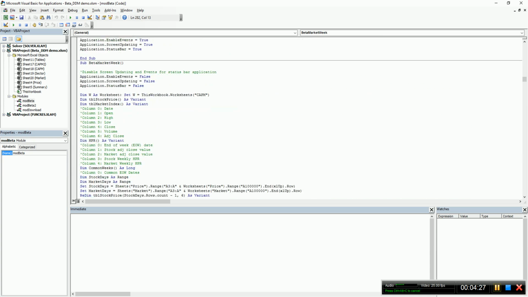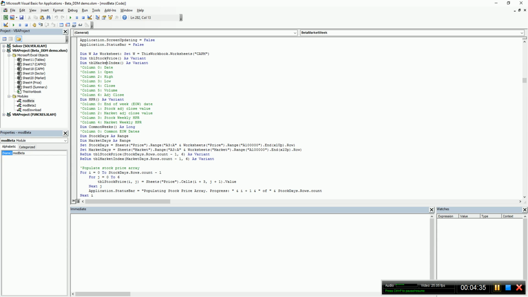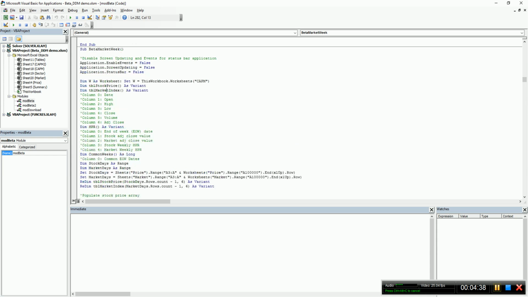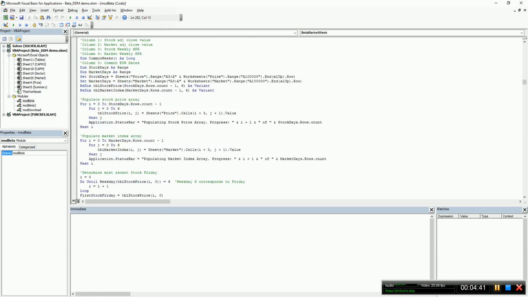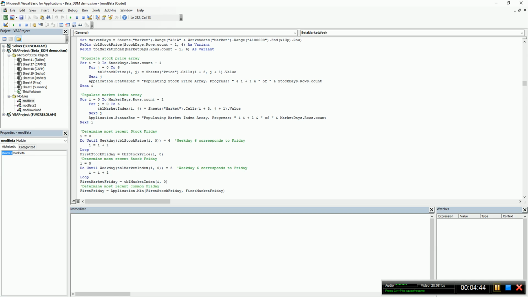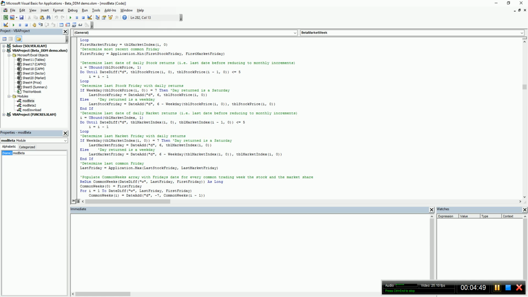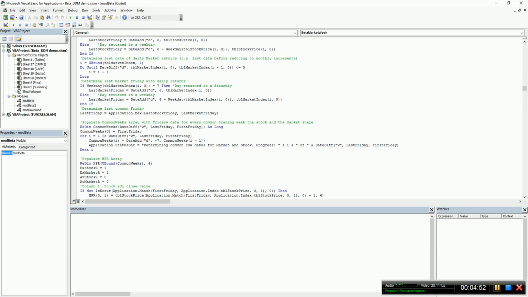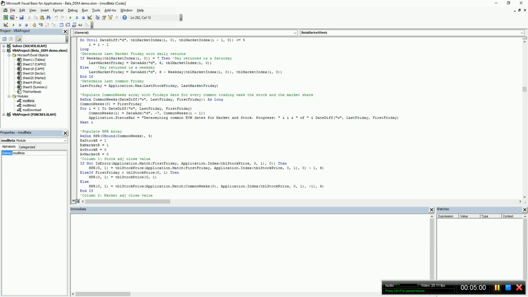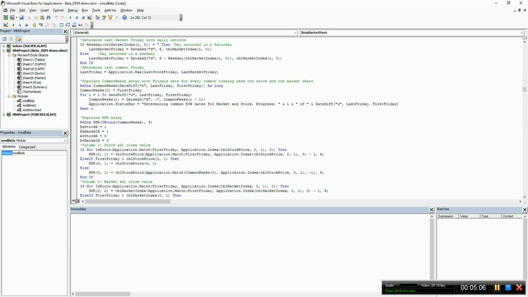And here we step on to beta market week, which is just comparing the stock with the market, but with weekly holding period returns as opposed to daily. So that's pretty similar to what we saw before, determining the last and first dates which are common between the stock and market. Common weeks, so instead of common dates, we're just populating an array that has common trading weeks between the stock and the market. So we're only comparing common data.